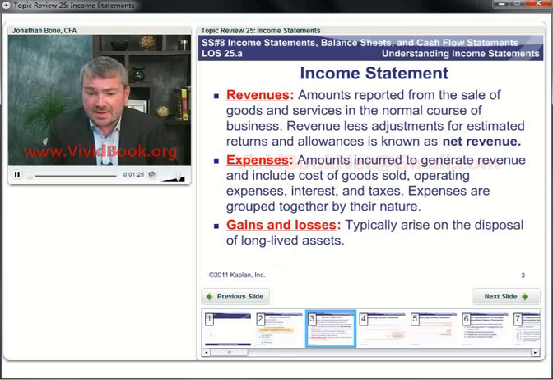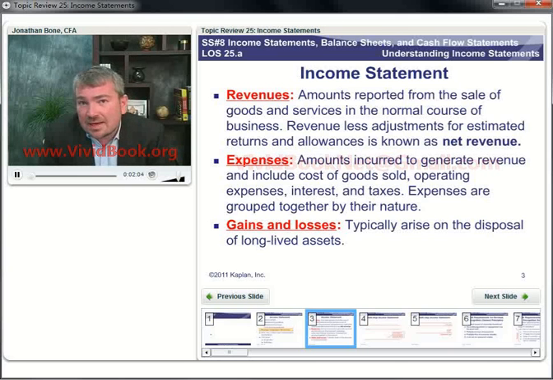Okay, so let's define some of the items in our income statement. Yet again, you can see we're talking about revenues, expenses and gains and losses that we've discussed in earlier readings. So remember, revenues are really the amounts reported from the sale of your goods and services in the course of your normal business. So in other words, they're sales, and they're your typical sales from your typical operating activities. And in fact, what we actually see on the income statement is actually net sales or net revenue. What we have is revenue less adjustments for estimated returns and discounts or allowances given to customers. So we actually see net revenue on the income statement.